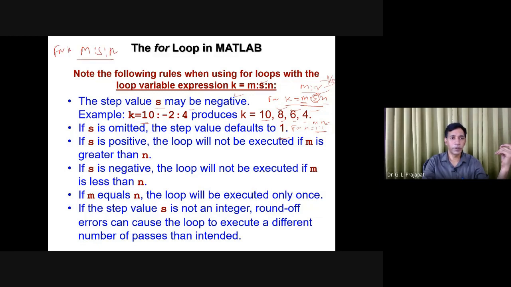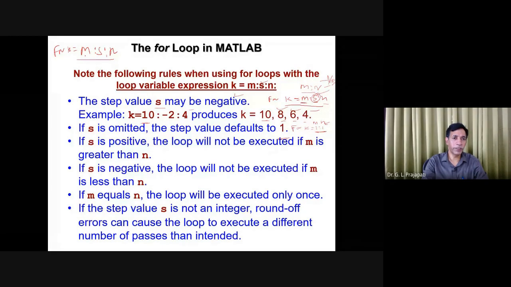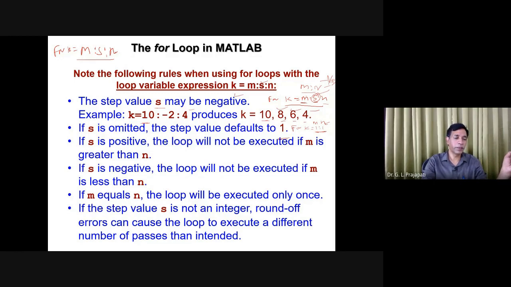So here you have for k is equal to m:s:n. S can be positive or negative. If s is positive, then m must be less than or equal to n. If m is greater than n, then the loop will not be executed. If s is negative, then m must be greater than n, or m can be equal to n. If m and n are the same, the loop will go only one time. If m is more than n, then you can go through the loop. And if m is less than n and s is negative, then it will not be executed.